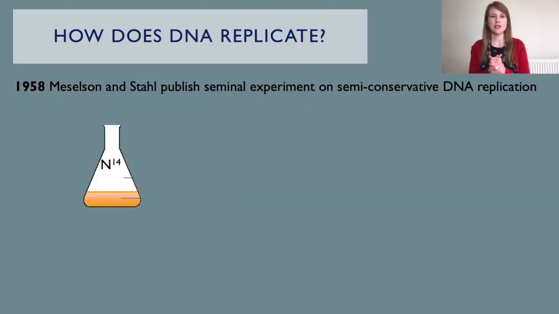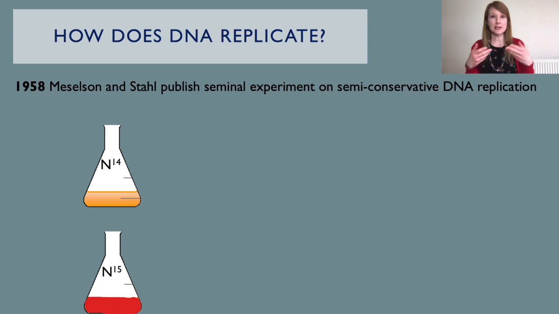So how then did they actually show that DNA replicates by semi-conservative replication? Well, as you can see from my diagram here, they did this using bacteria. So they supplied a bacterial culture with nitrogen-14, which is the most common nitrogen that was normally found in the environment. And they also gave another flask of bacteria nitrogen-15 as their main nitrogen source.